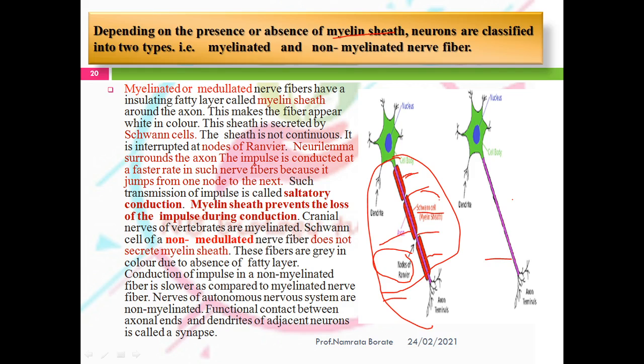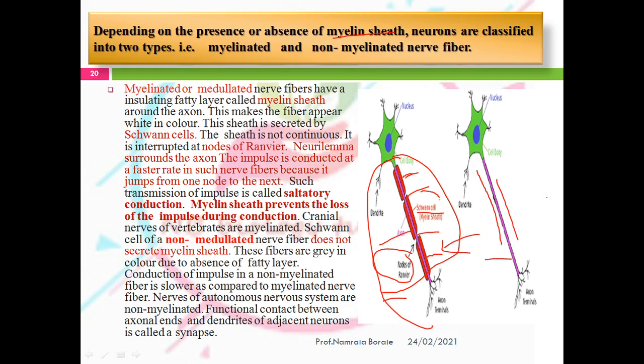Next one: the cranial nerves of vertebrates are myelinated. But in some cases, the Schwann cell of a non-medullated nerve fiber does not show the presence of the myelin sheath. These fibers are grey in color due to the absence of the fatty layer. The conduction of impulses in non-myelinated fibers is slow as compared to myelinated nerve fibers.